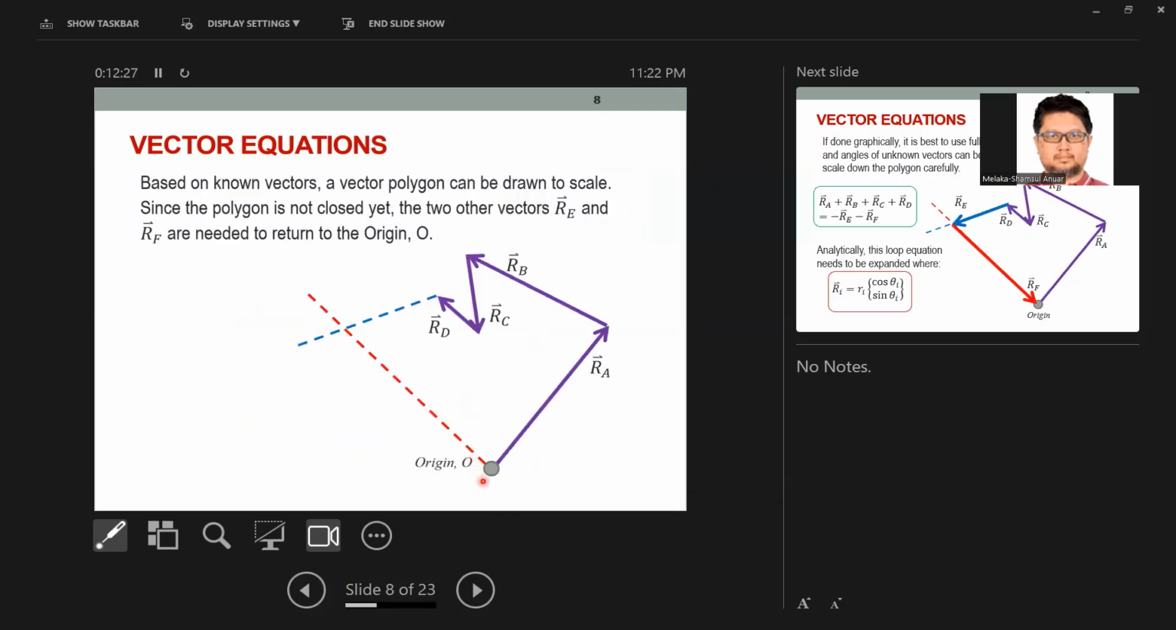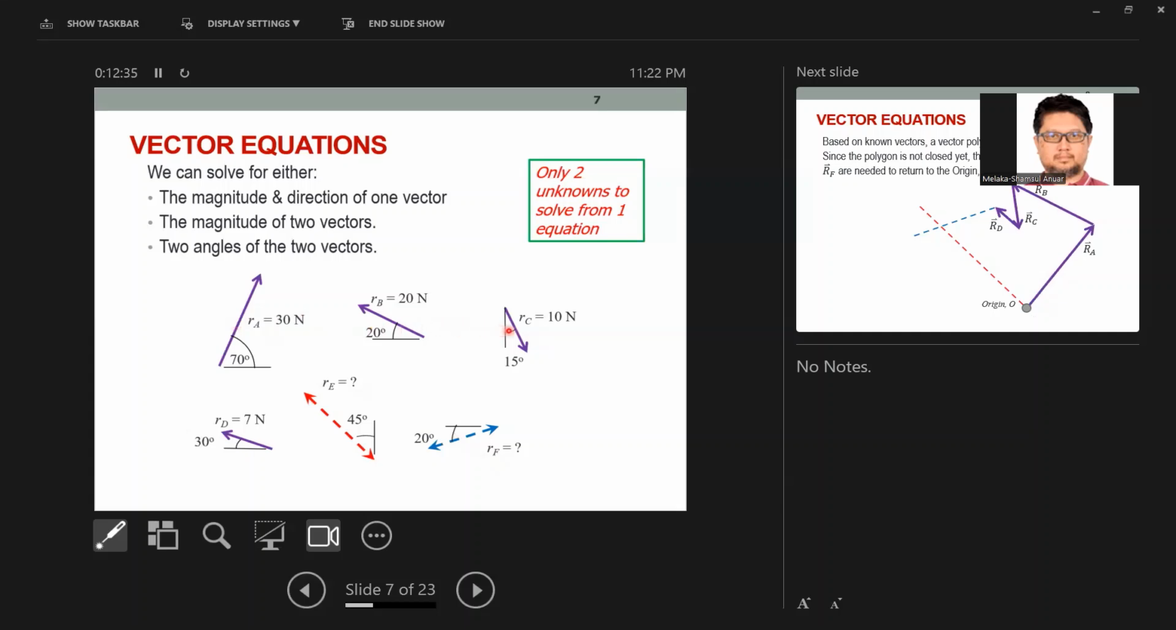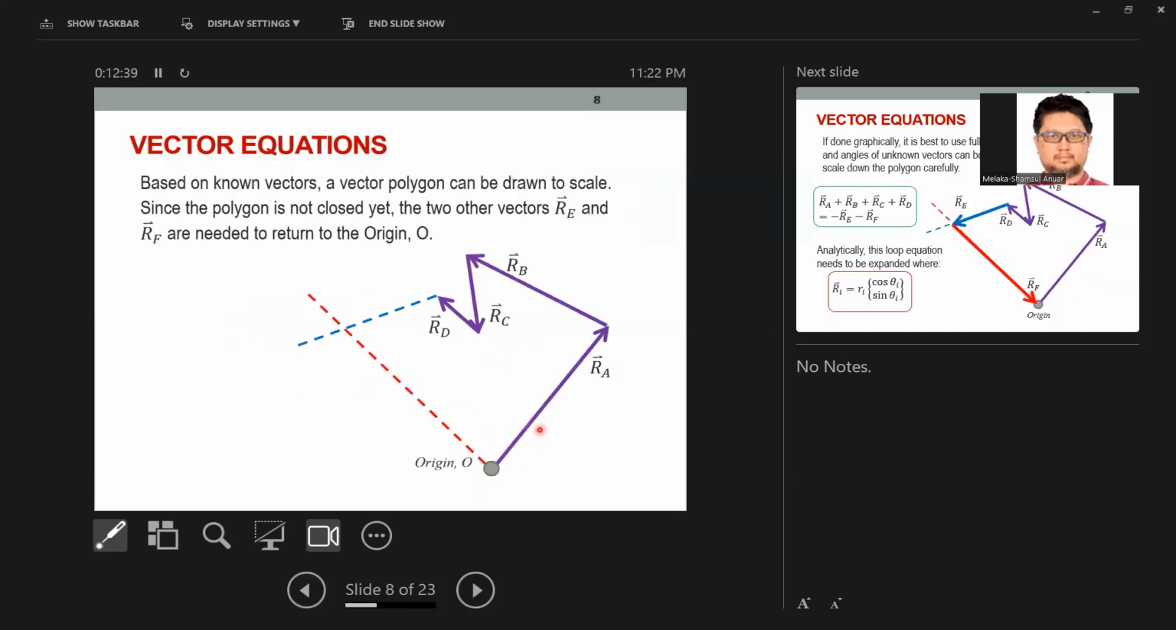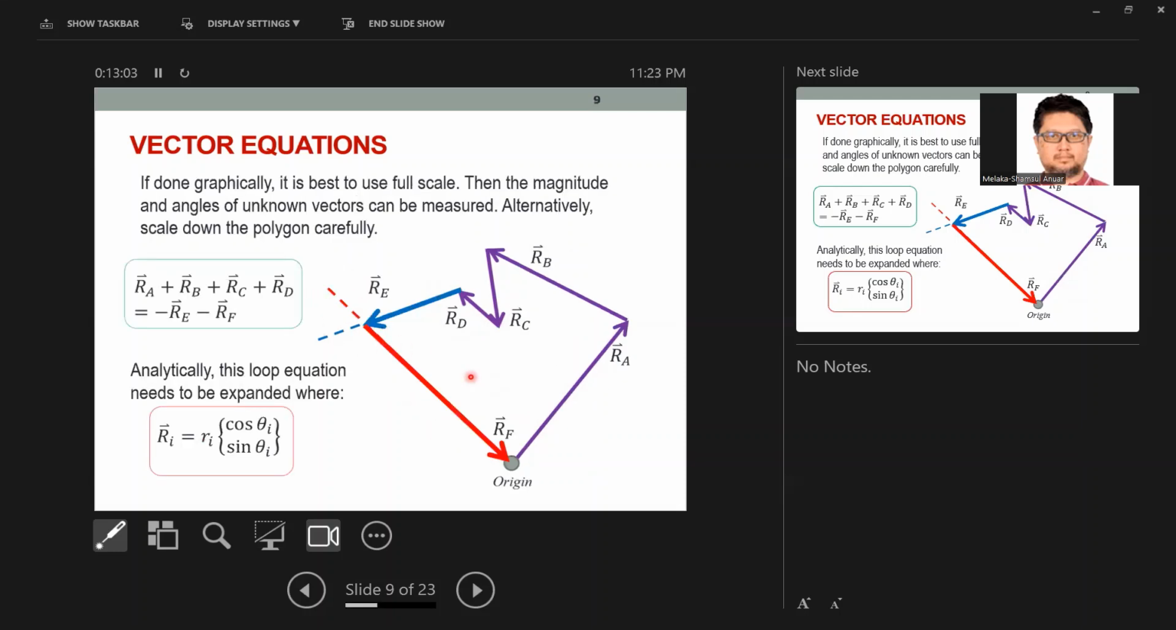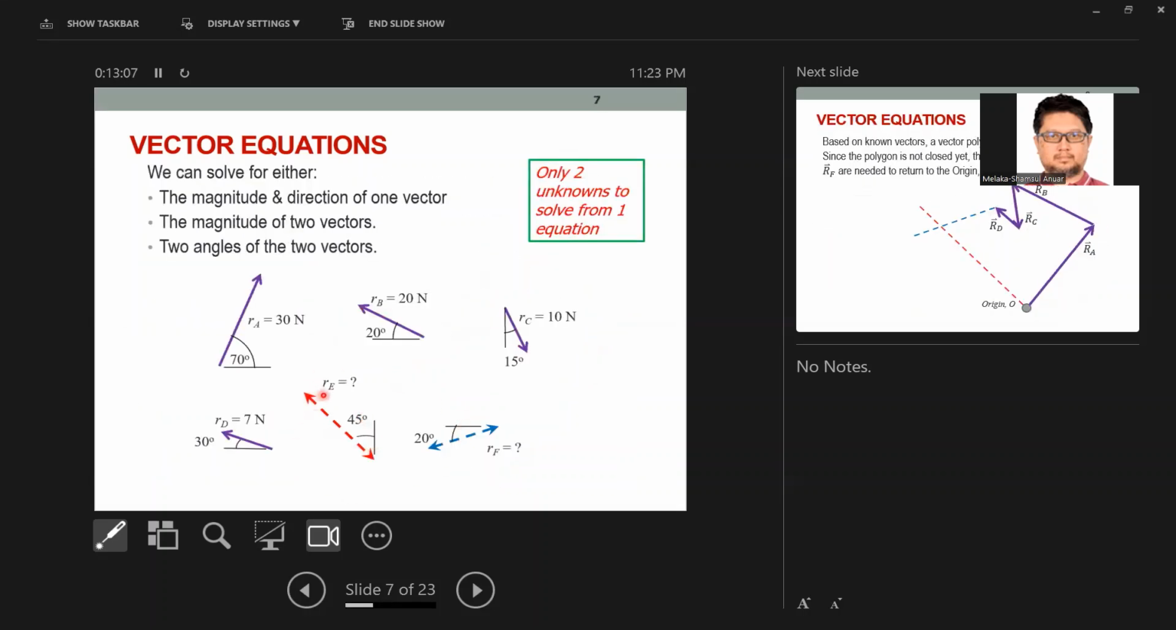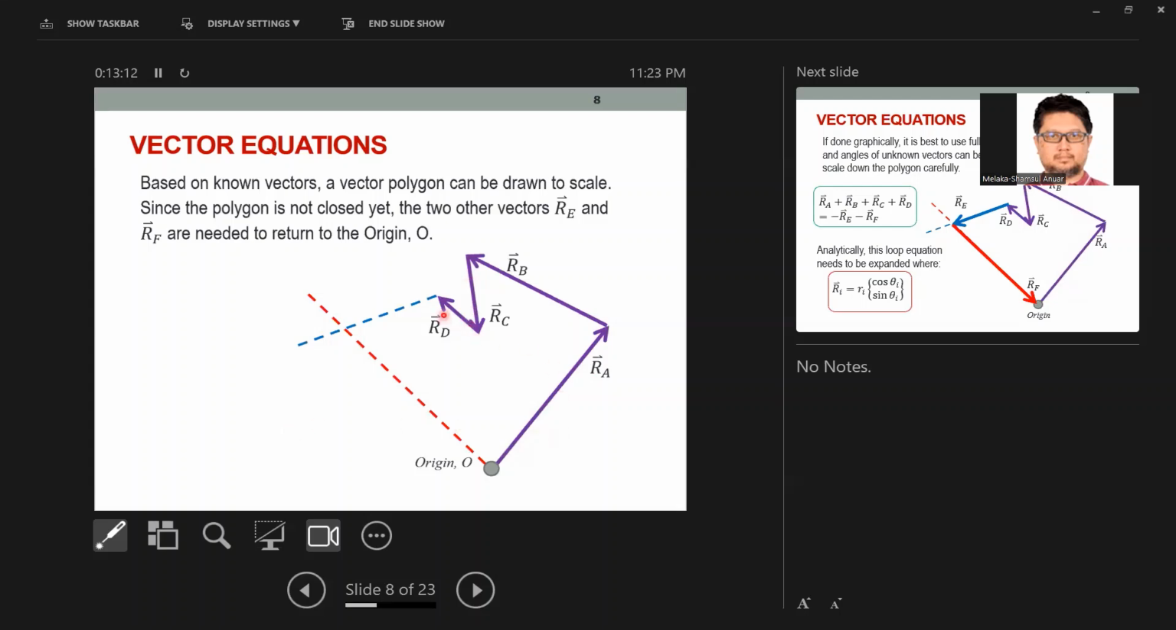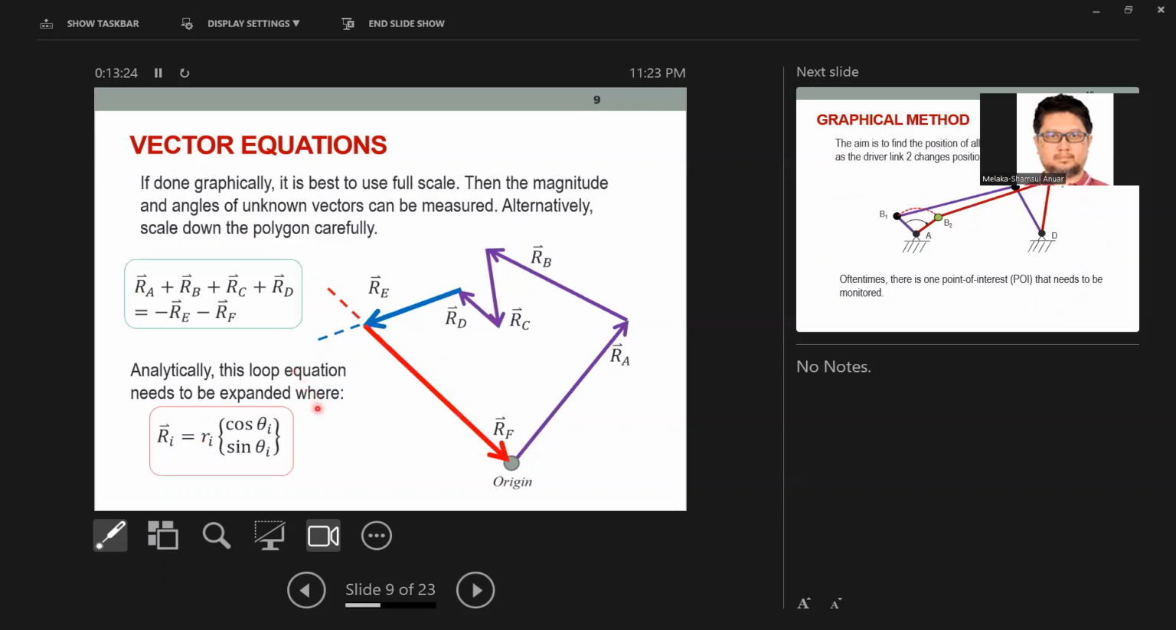All right, so what I'll do is we set an origin and then get all these known vectors and put them one after another. So for example, this is RA, this is RB. At the tip of RB, you have the tail of RC. So this is RC. And then we have RD. And we are left with the other two, RE and RF. So we just copy this and bring it to that other part. And then we want to get the intersection. Once you get that intersection, everything is done.